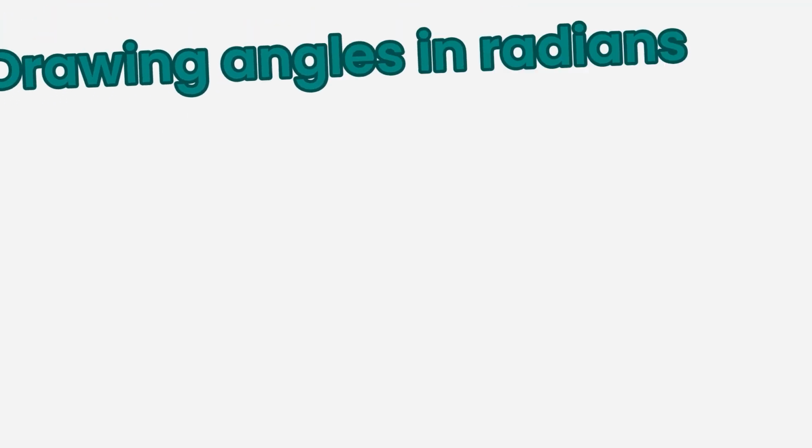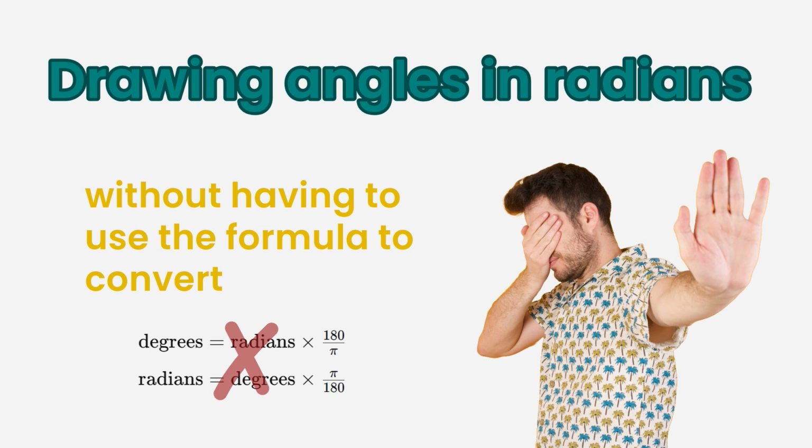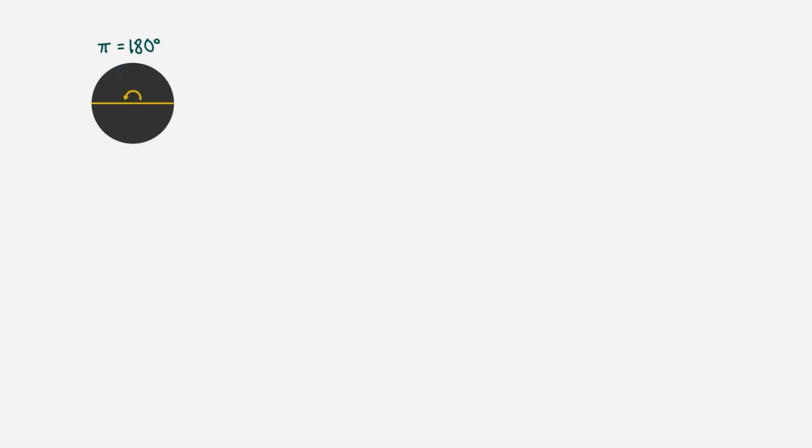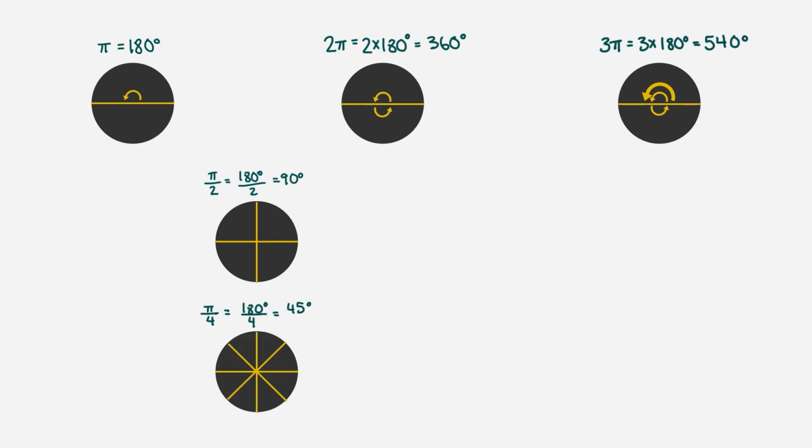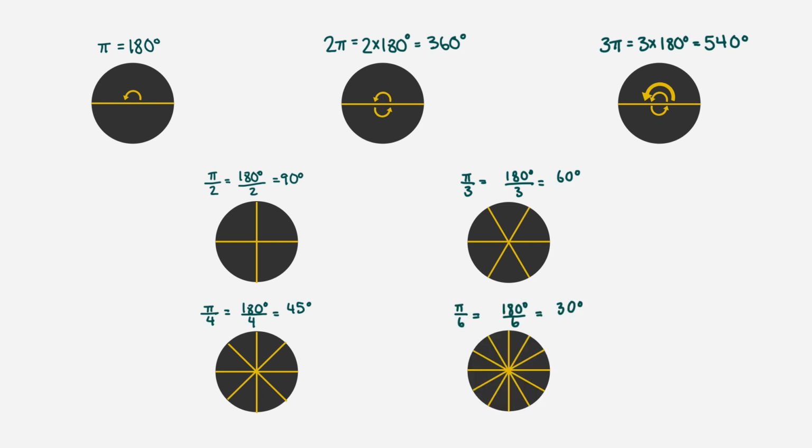To get familiar with angles and radians, first we want to learn how to draw them without converting them to degrees every time. Since every half circle or pi is equal to 180 degrees, we can draw angles pretty easily. 2 pi is 2 half circles, 3 pi is 3 half circles. If we cut a half circle in half, each half is pi over 2, which is 90 degrees. If we cut it into 4 equal parts, each section is pi over 4, or 45 degrees. If we split it into 3 equal parts, each section is pi over 3, or 60 degrees. If we cut it into 6 equal parts, each section is pi over 6, or 30 degrees.